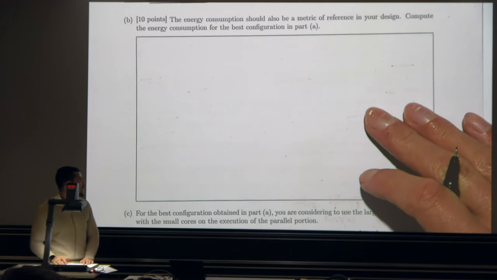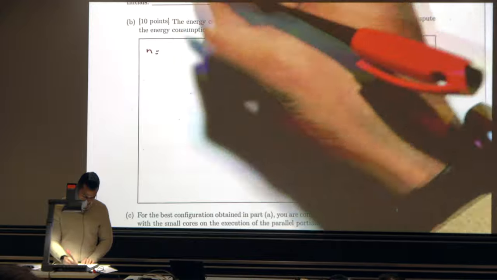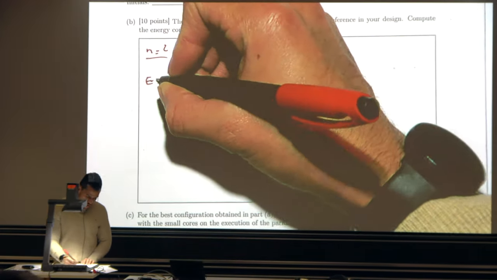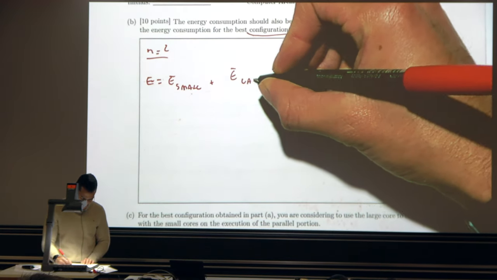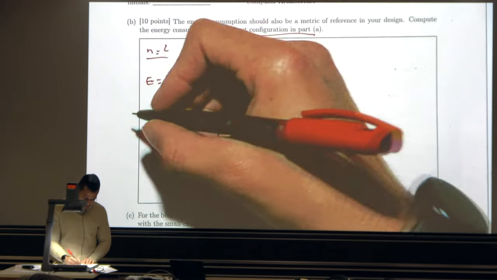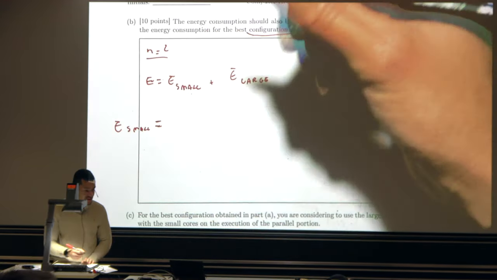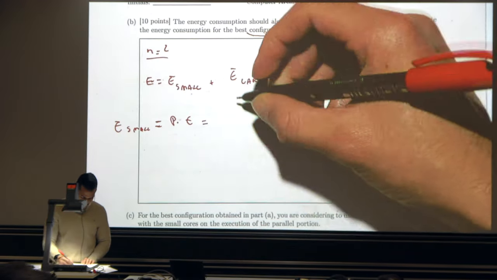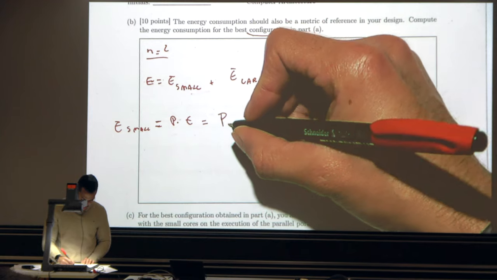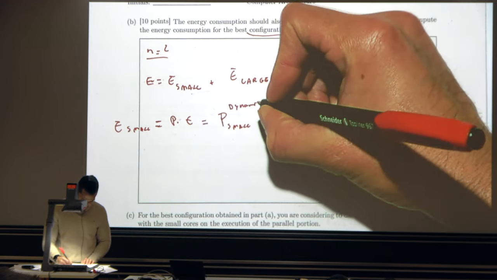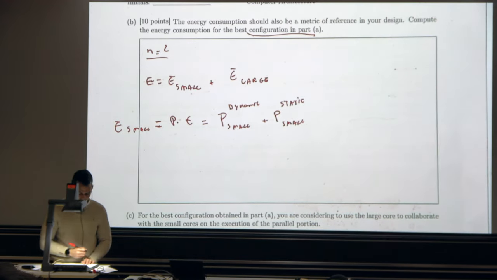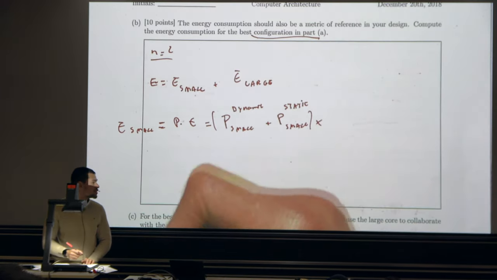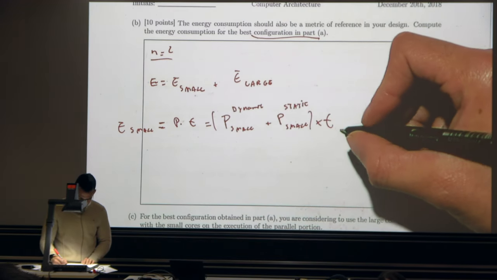Then they ask you to calculate what is going to be the energy for this design, considering the best configuration that you find in part A. So n equals 2. So energy is going to be given by the energy of the small cores plus the energy of the larger core. And for the small core, the energy equals power times time, so it's going to be given by the dynamic power for the small core plus the static power for the small core, times the time that it takes to execute the parallel part, since the small core executes only the parallel part, right?